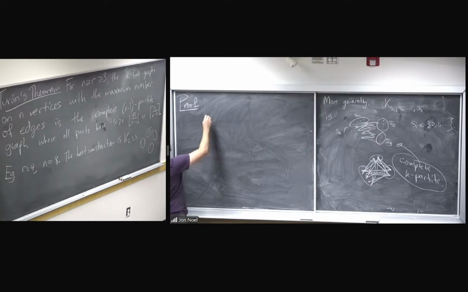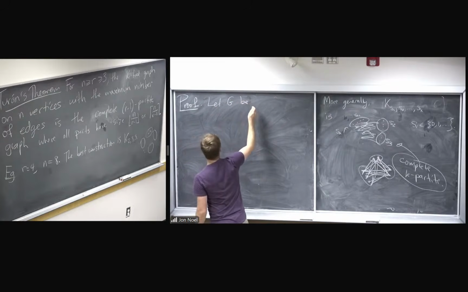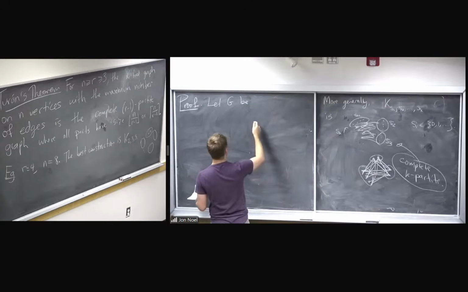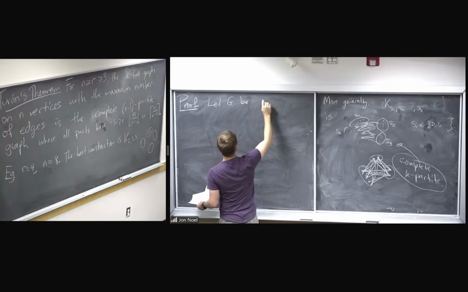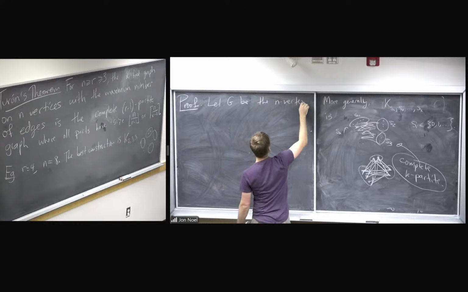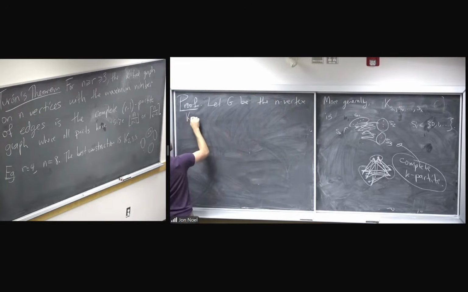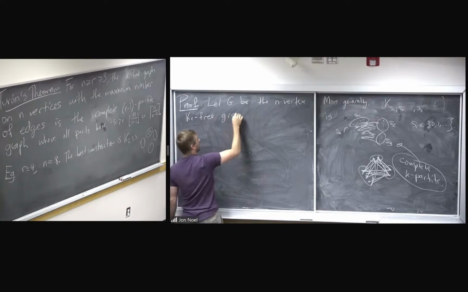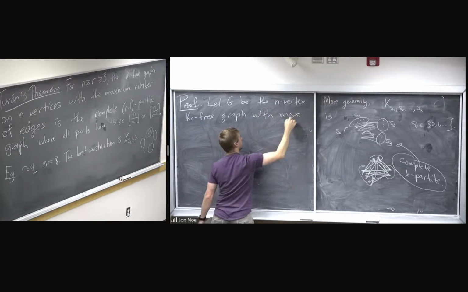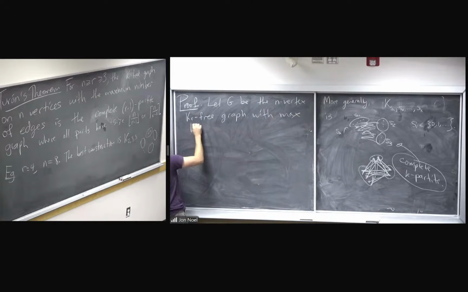Okay, so what I'm going to do is I'm going to let G, well, just let G be the theoretical best graph, so the n vertex K_r-free graph with the max number of edges.